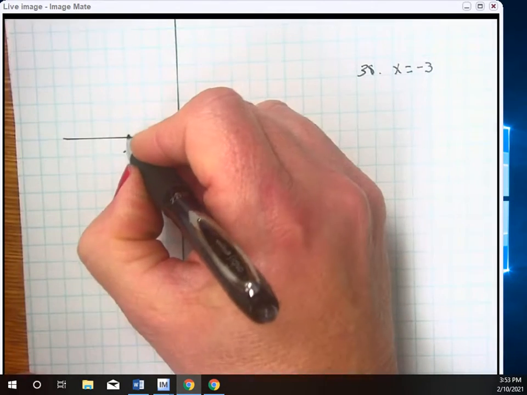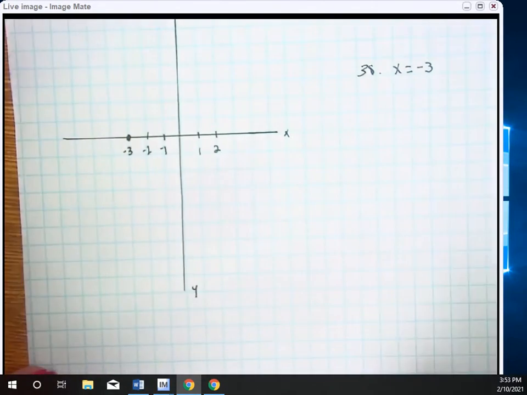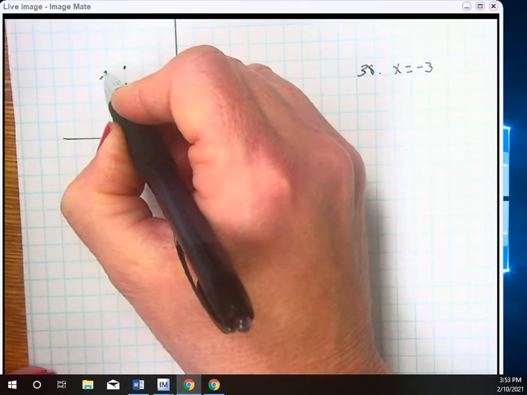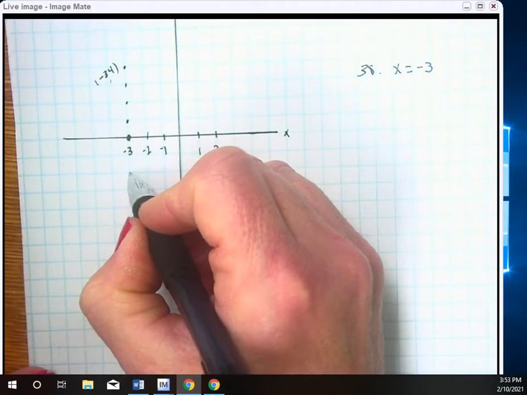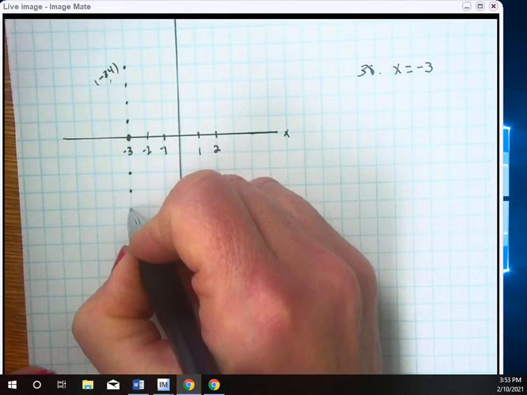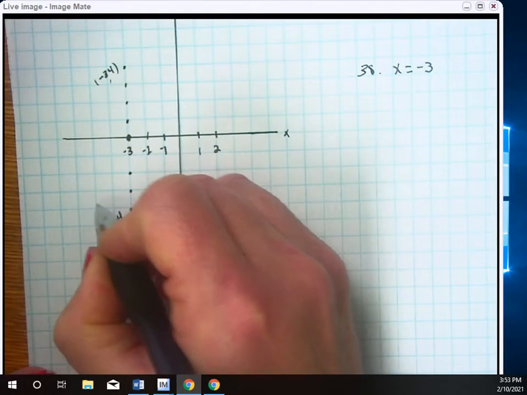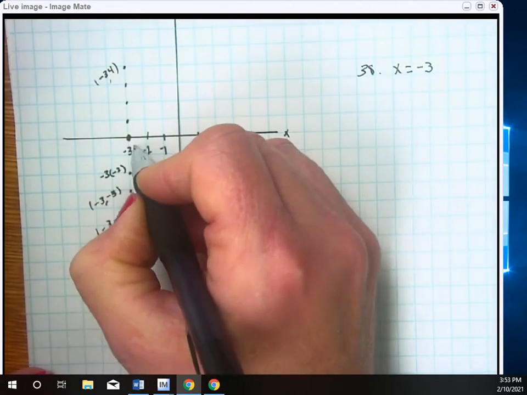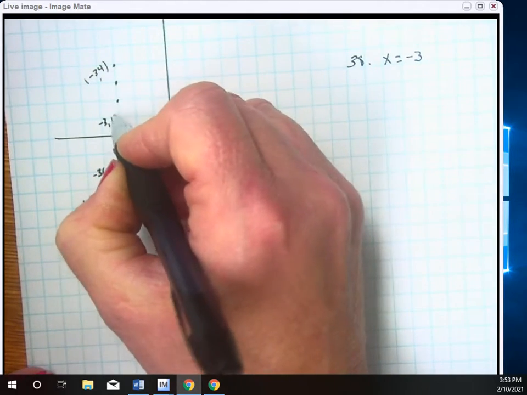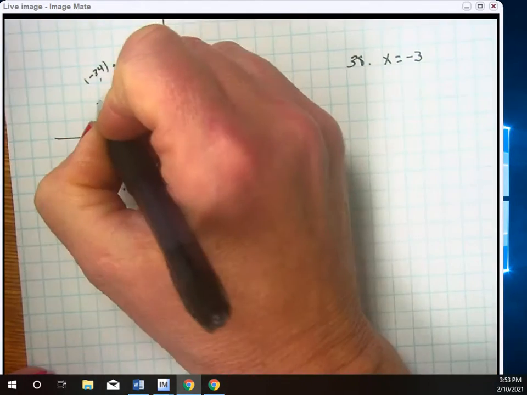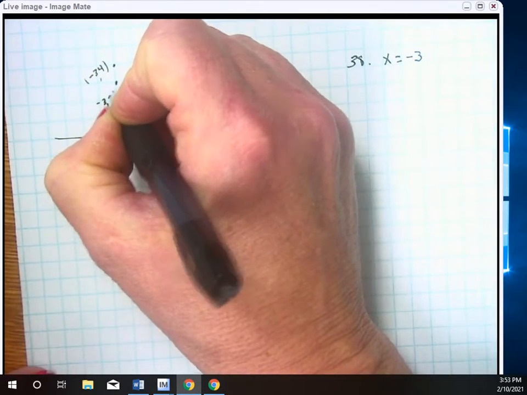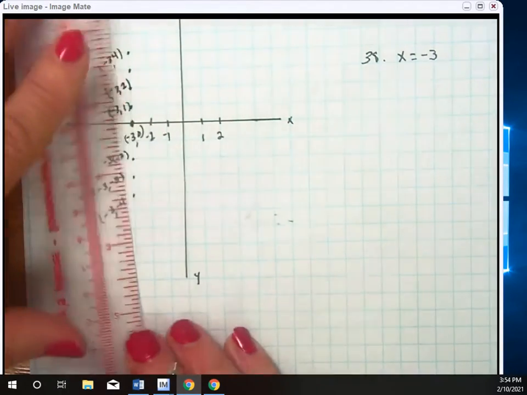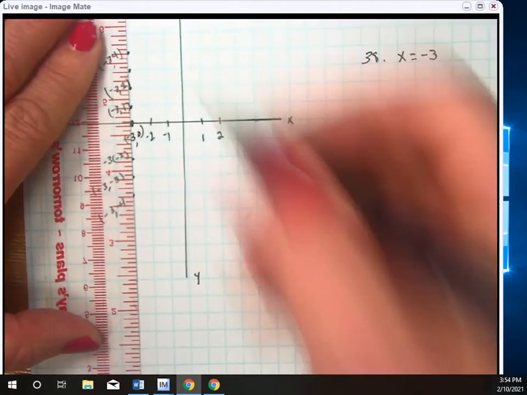So x equals negative 3 at (-3, 0), and at (-3, 1), (-3, 2), (-3, 3), and (-3, 4). It is also at (-3, -2), (-3, -3), (-3, -4). All of these points have a negative 3 in common. So the equation x equals negative 3 is along this vertical line, this line that's straight up and down. If you have to graph the line, you actually have to connect all of those points.